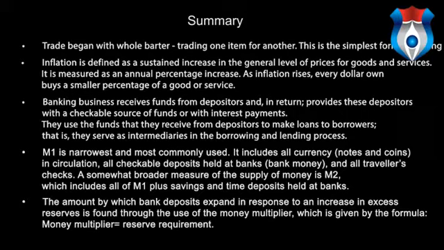The amount by which bank deposits expand in response to an increase in excess reserves is found through the use of the money multiplier, which is given by the formula: money multiplier equals 1 divided by the reserve requirement.